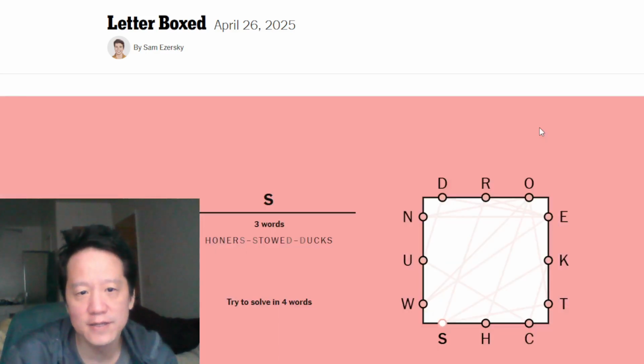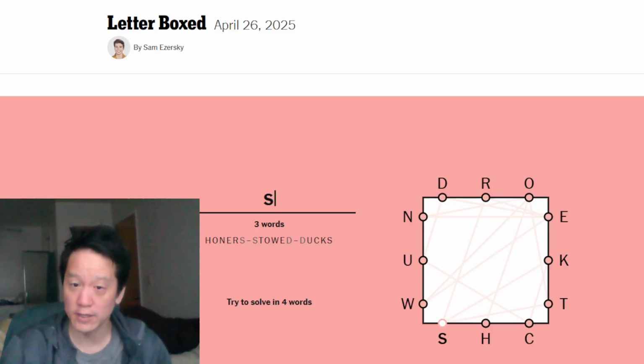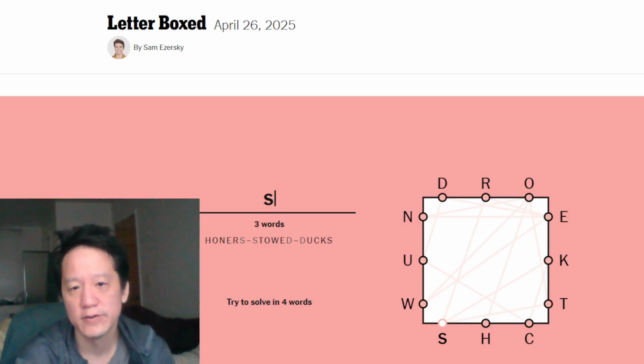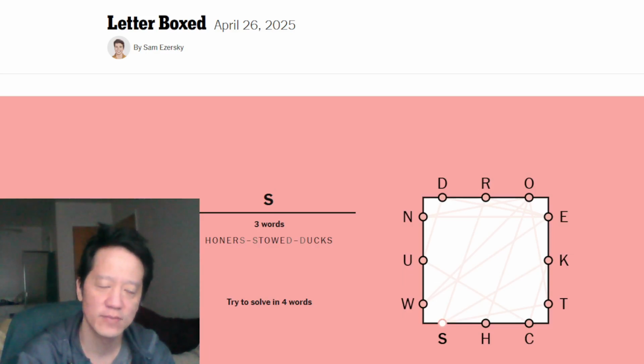And that's the letterbox solve for today. That's actually not bad. 3 words is not bad getting that way. And they're decent words. Was looking for a longer word, but those are pretty good. Honers to stow to ducks.